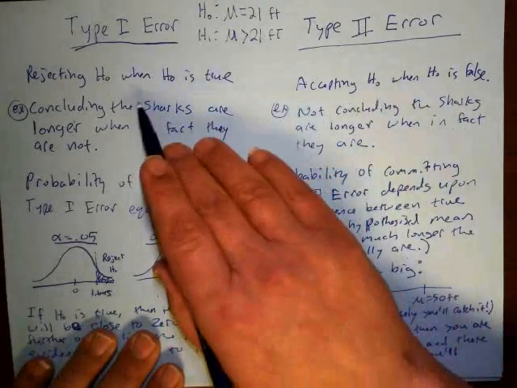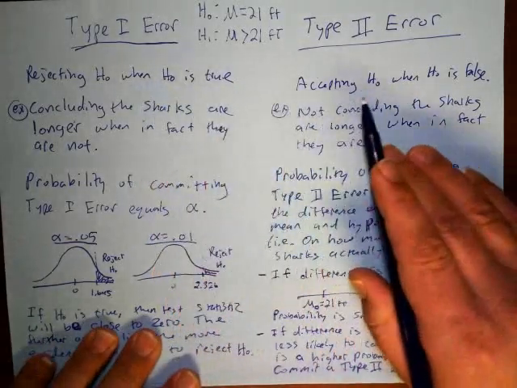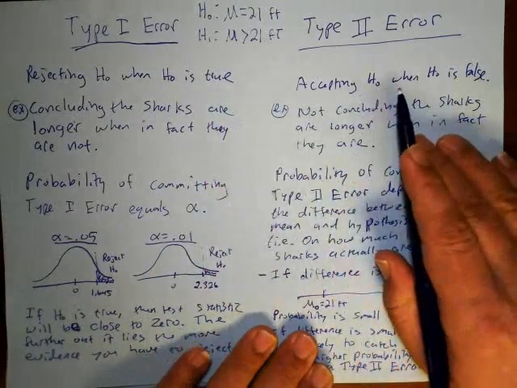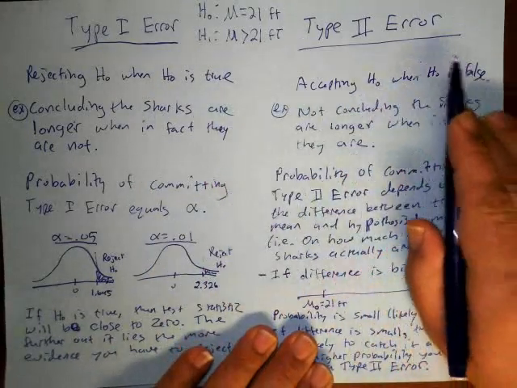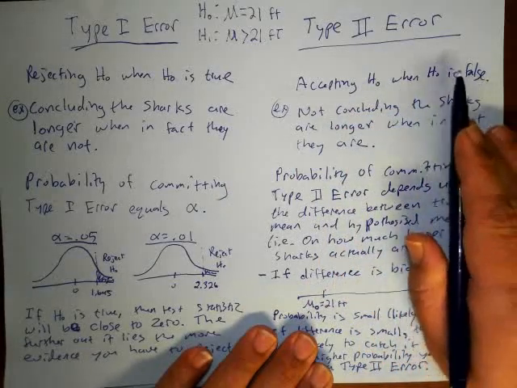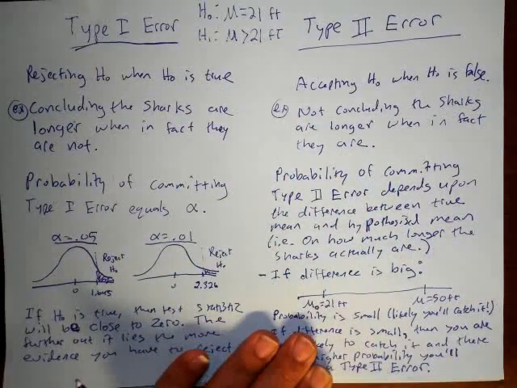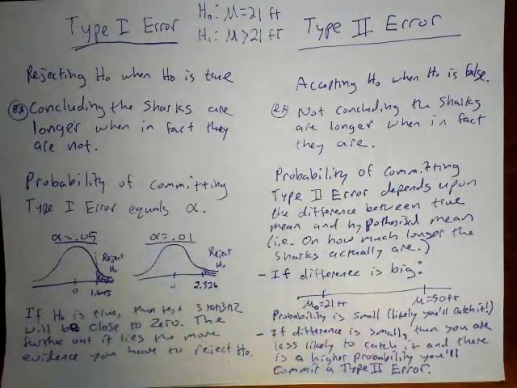Okay? Type 1 error is condemning an innocent person, which you don't want to do, right? You really don't want to do that. And then type 2 error is acquitting a guilty person. Also an error, okay? But this error seems worse. It seems worse to condemn an innocent person, okay?